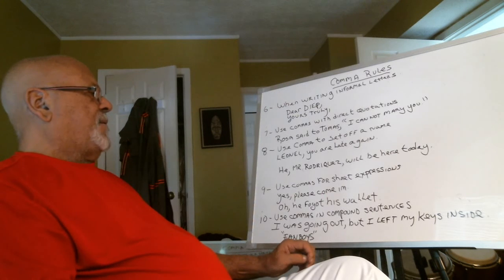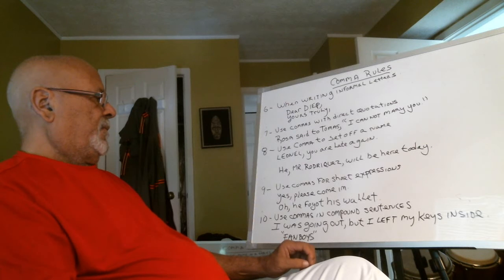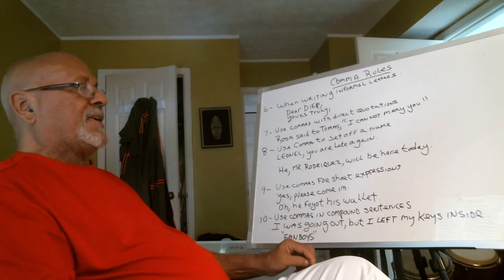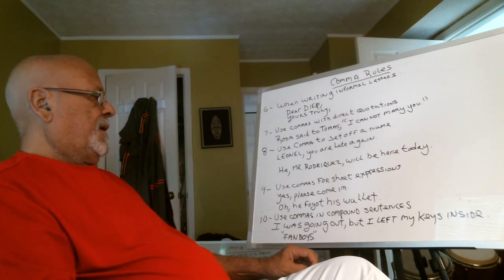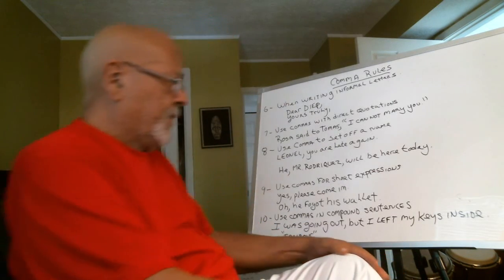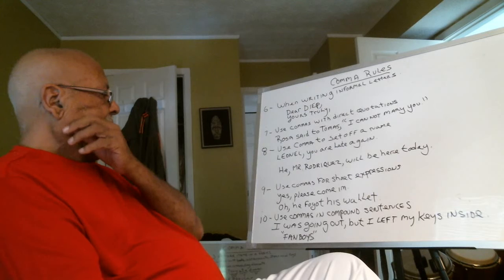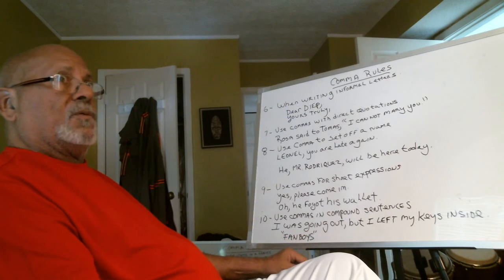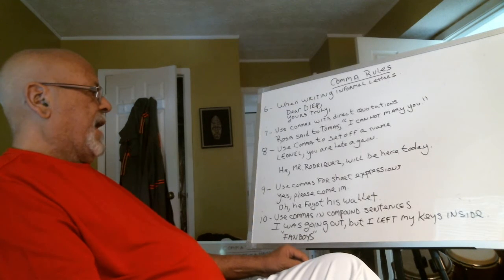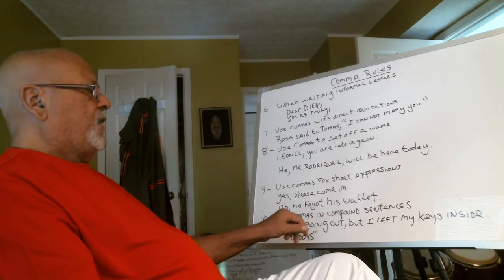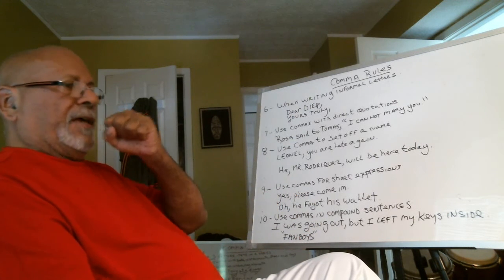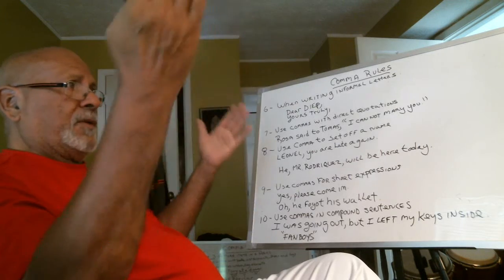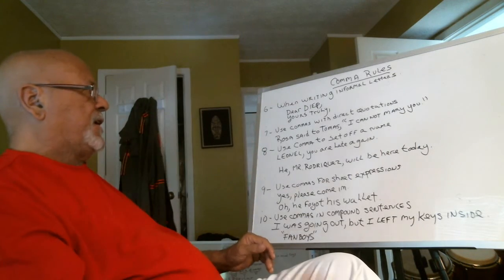And rule number 10, use comma in compound sentences. I was going out, comma, but I left my keys inside. Remember, fanboys, for and nor, but, or, yet, so. Okay? When you have a compound sentence, excuse me, I need some water. Okay? You need a comma to set up two independent clauses with a coordinating conjunction in the middle.